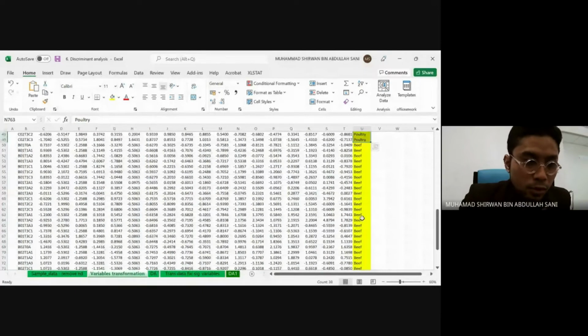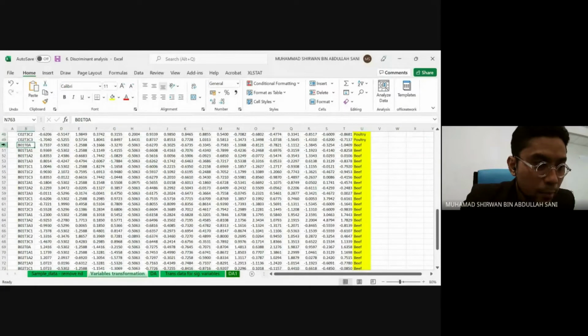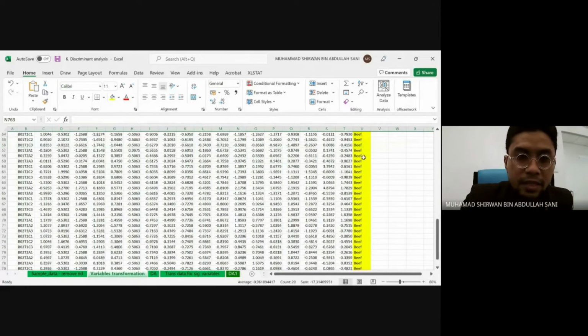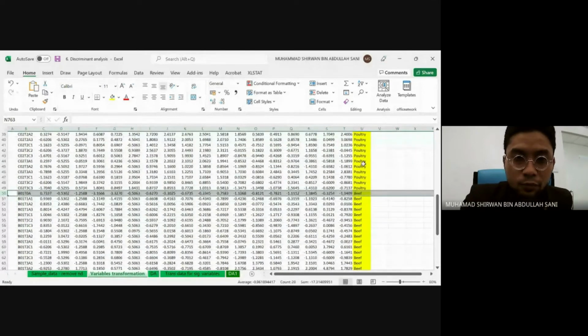And then the bottom one, starting from B01T0A, this is the sample. So starting from this, until the last column is the beef sausage. Okay, so this one we need to label.